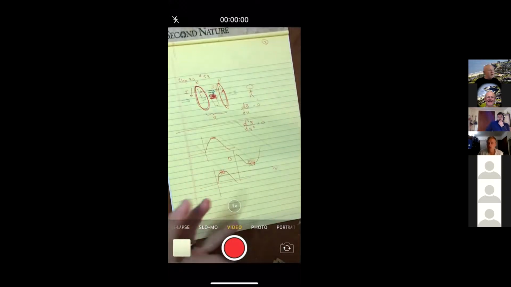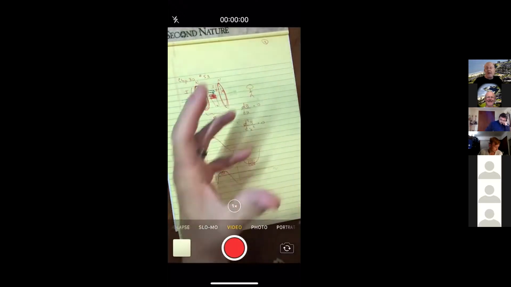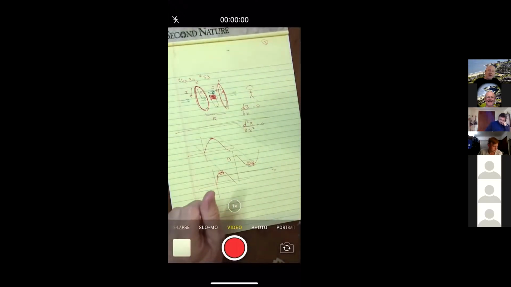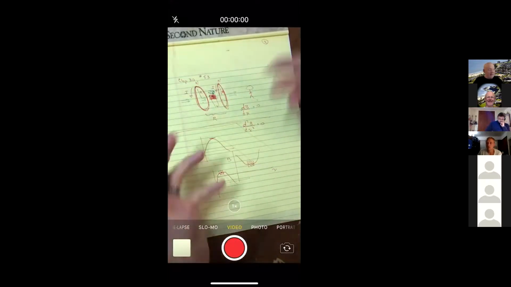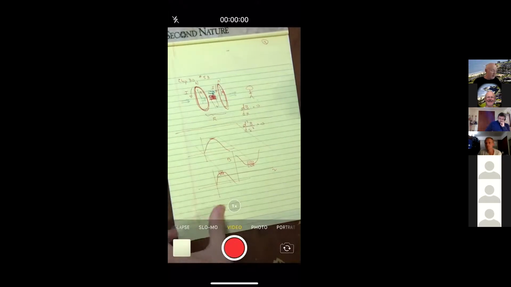And so this arrangement we see is a useful one for creating a magnetic field. It doesn't cancel off. They add together. And it kind of makes sense. They're both going in the same direction.